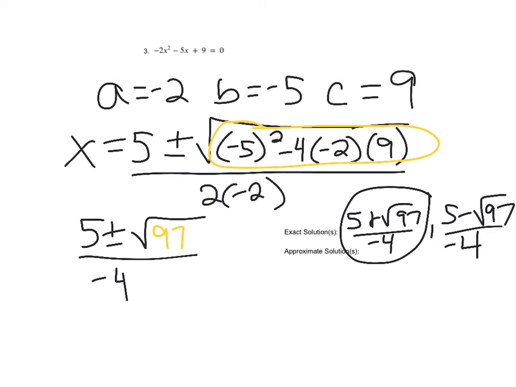This one, I end up with -3.71, and 5 minus the square root of 97 divided by -4 is +1.21.